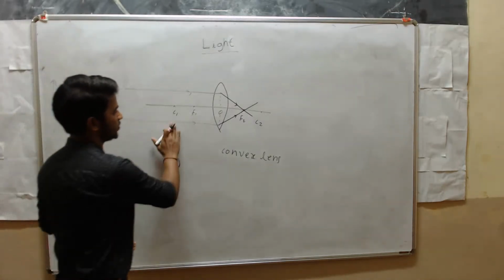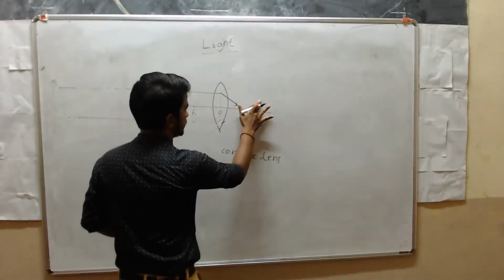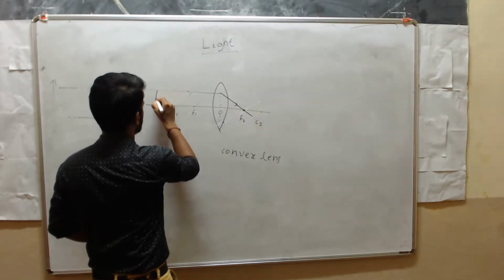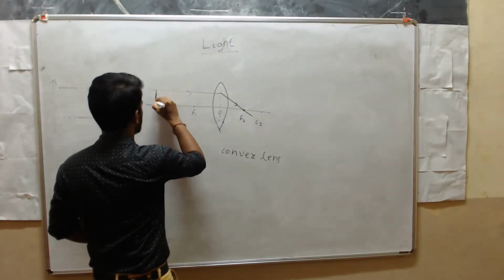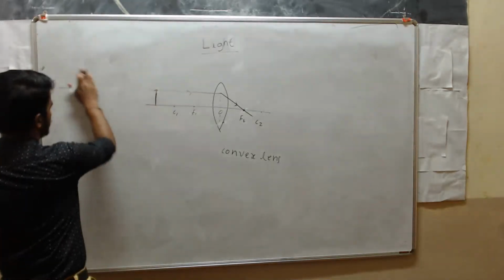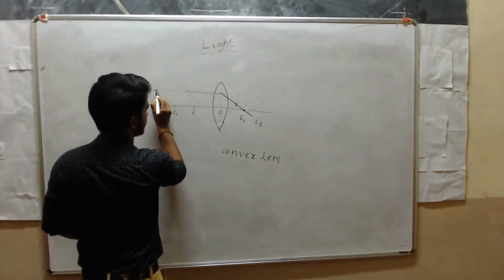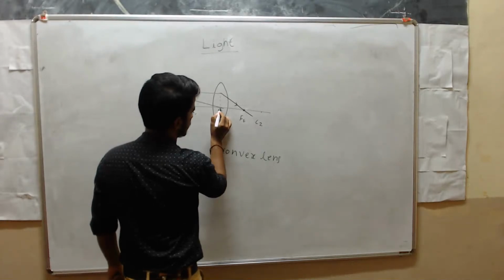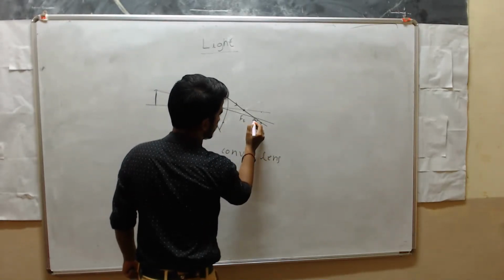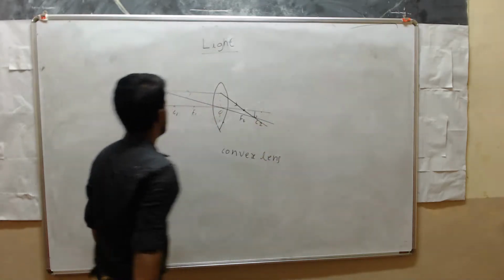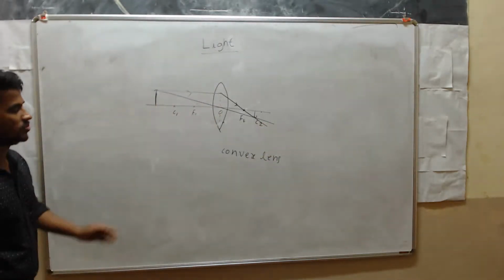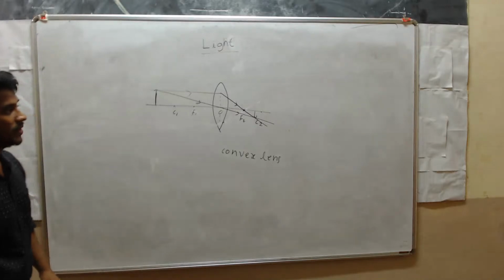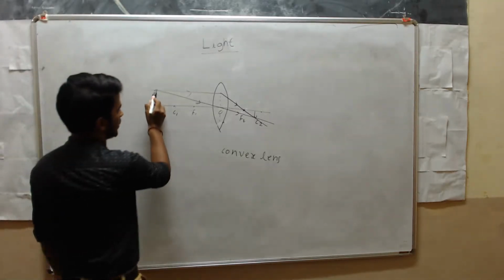Next, we kept the object behind C1. So here the position of the object is behind C1 and the position of the image is between F2 and C2.